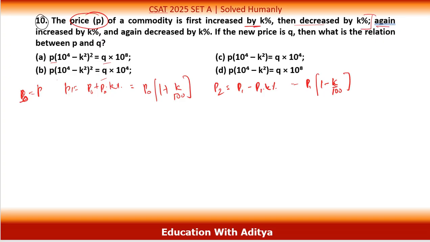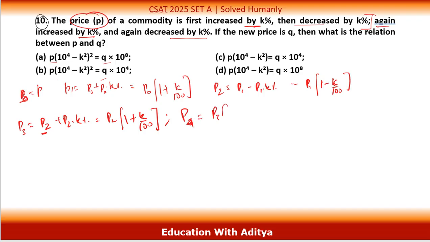Up to here we have done. Again increased by K%. So now we come to P3. Now we are increasing P2. So P2 plus P2 dot K%, which I can write as P2 into 1 plus K upon 100. Again decreased by K%. So now we have P4. So P4 is equal to P3 into 1 minus K upon 100.